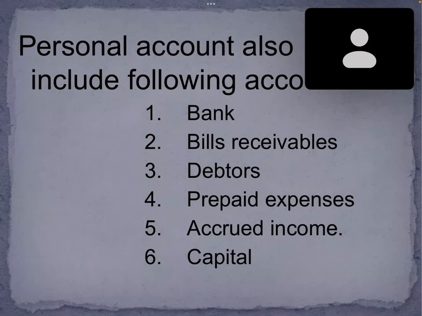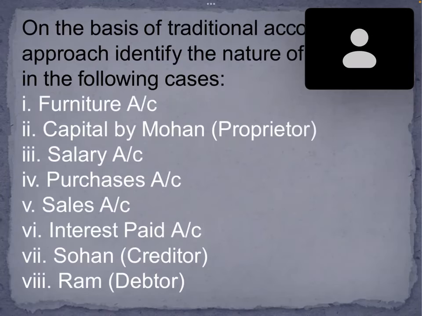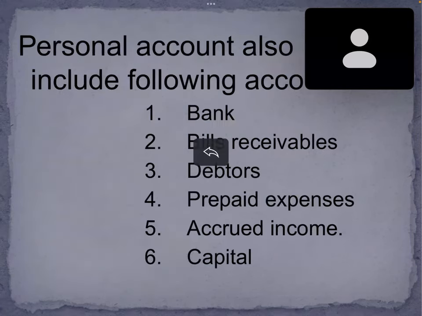Okay. Now let's move forward in this chapter. There is one more thing. On the basis of the traditional accounting approach, you need to identify and classify these items into different categories of account. So like furniture, as we learned, furniture is an asset, right? And all asset-related accounts come under which category? Tell me quickly.